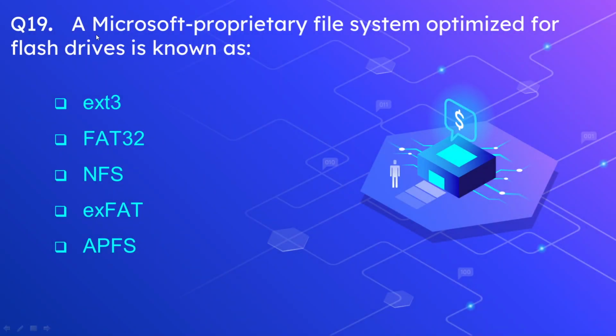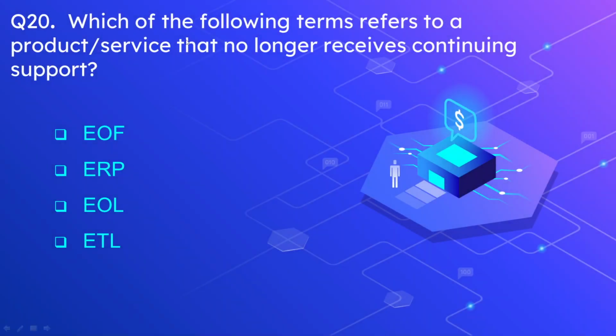Question number 19 is a Microsoft proprietary file system optimized for flash drives is known as. Options are ext3, FAT32, NFS, exFAT, and APFS. And the correct option is exFAT. Question number 20 is which of the following terms refer to a product or service that no longer receives continuing support? And the options are EOF, ERP, EOL, and ETL. And the correct option is EOL. EOL stands for end of life.